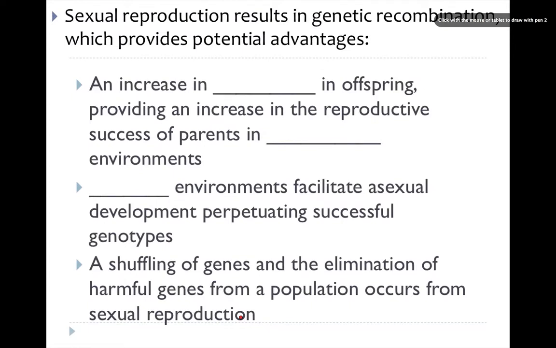Now, when animals sexually reproduce, it results in genetic recombination. In parthenogenesis, budding, and fragmentation, you typically produce clones that have the same DNA content as the parent. But when sexual reproduction happens, those genes get all mixed up, and the offspring is a new, unique individual carrying parts of each parent, both male and female. So there's an increase in variability in the offspring, providing an increase in the reproductive success of parents in changing environments.